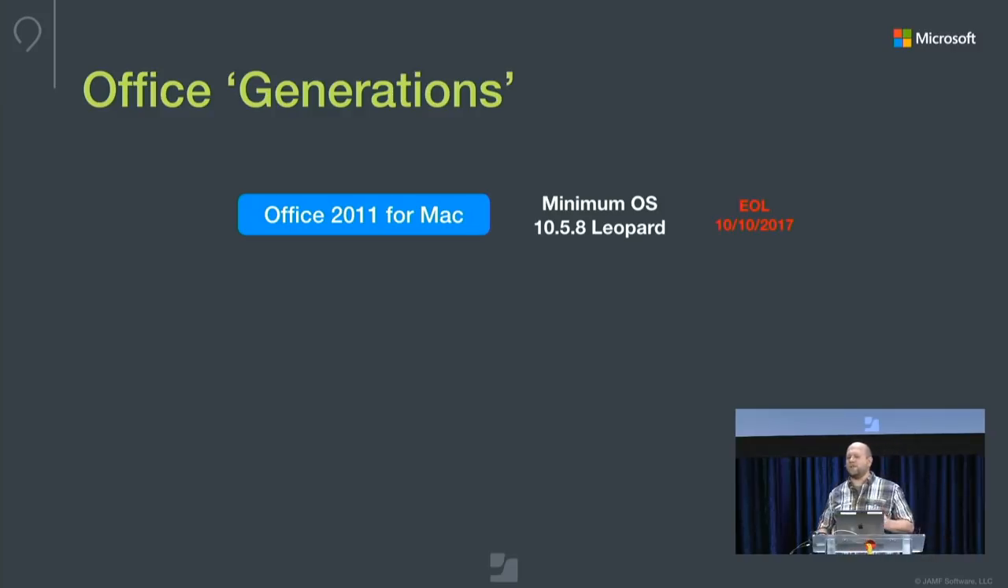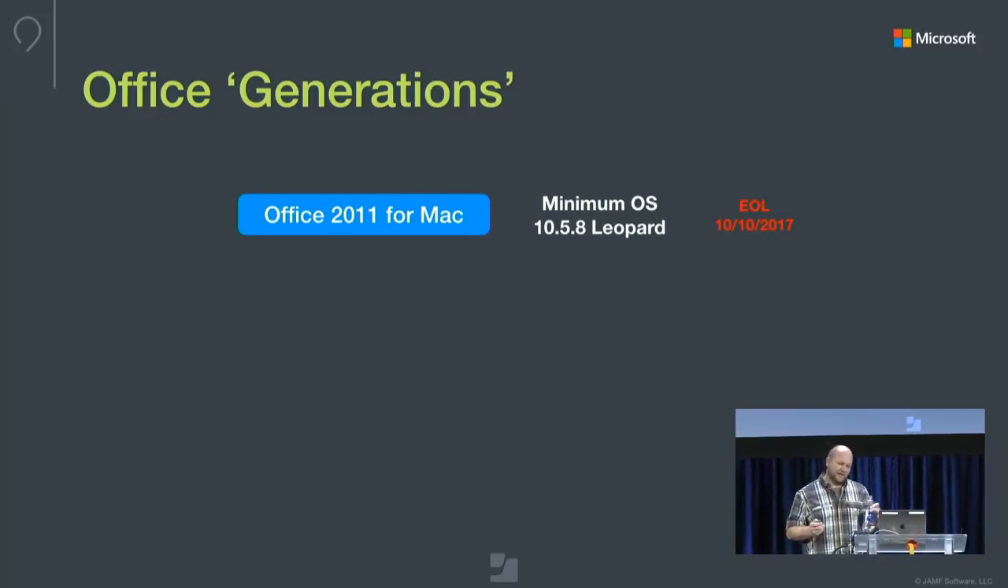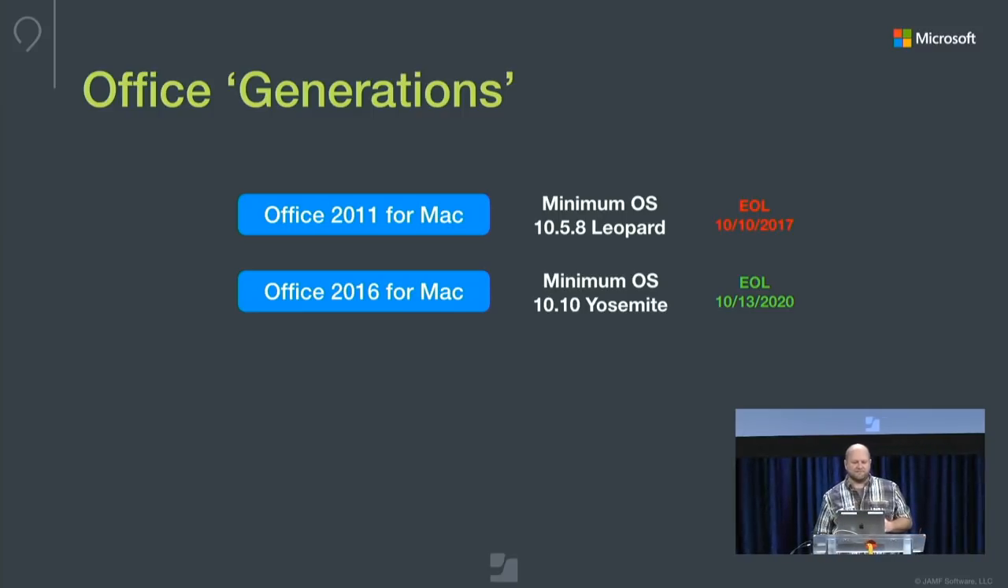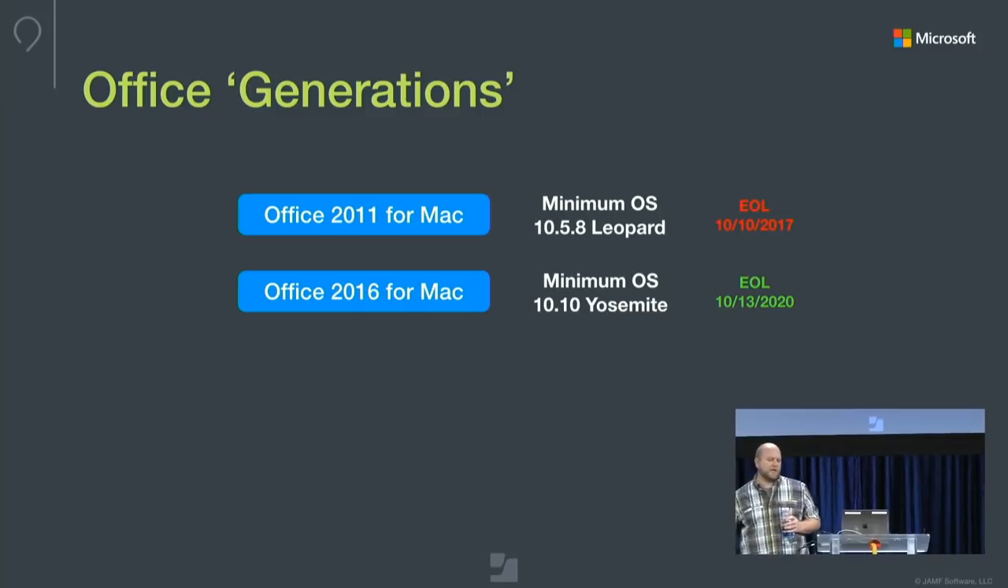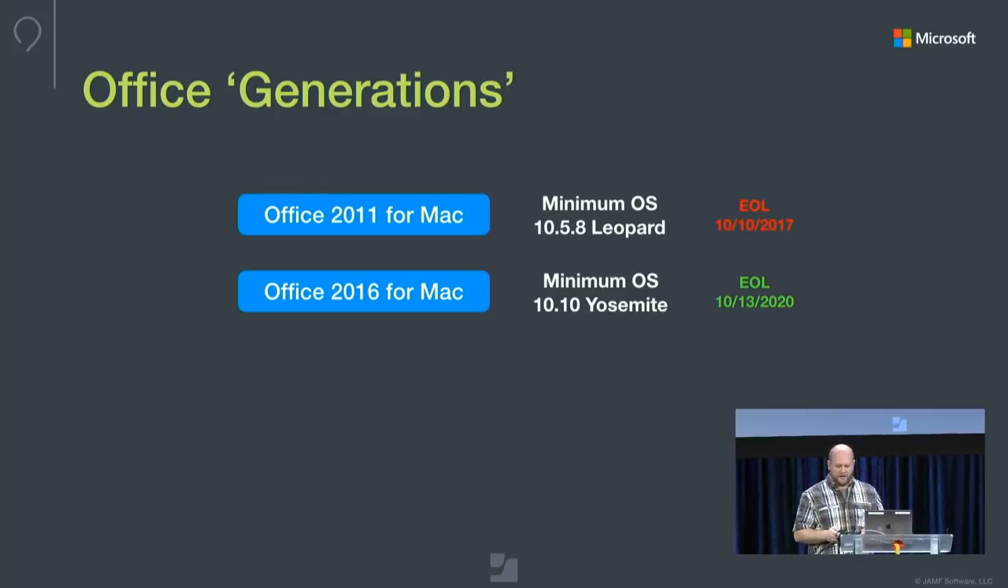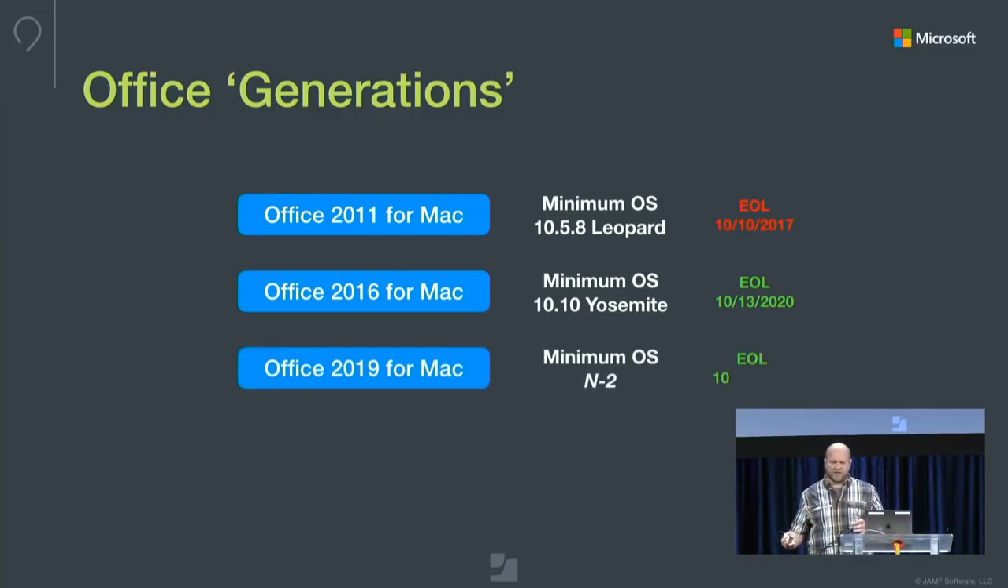We spent a long time in the dark, not aimlessly, but we were building Office for iPad for several years. And then we came out with Office 2016 for Mac. And that was in the year 2015. End of life for 2016 for Mac, and when I say end of life, I mean the point that you can still get support, is October 2020. And that was our minimum OS of 10.10 Yosemite. Now, very recently, within the last month, we've released the Office 2019 generation of client. And a couple of things have changed, and I want to explain to you why those things have changed.